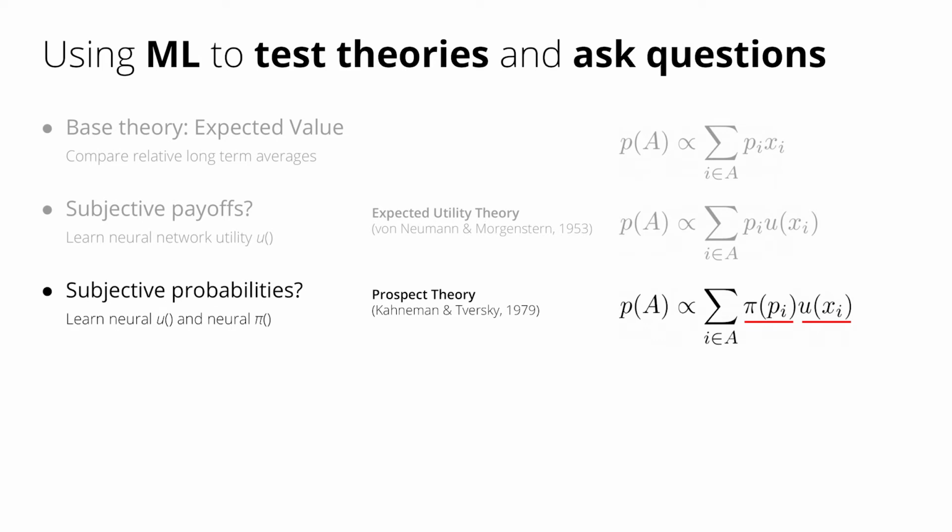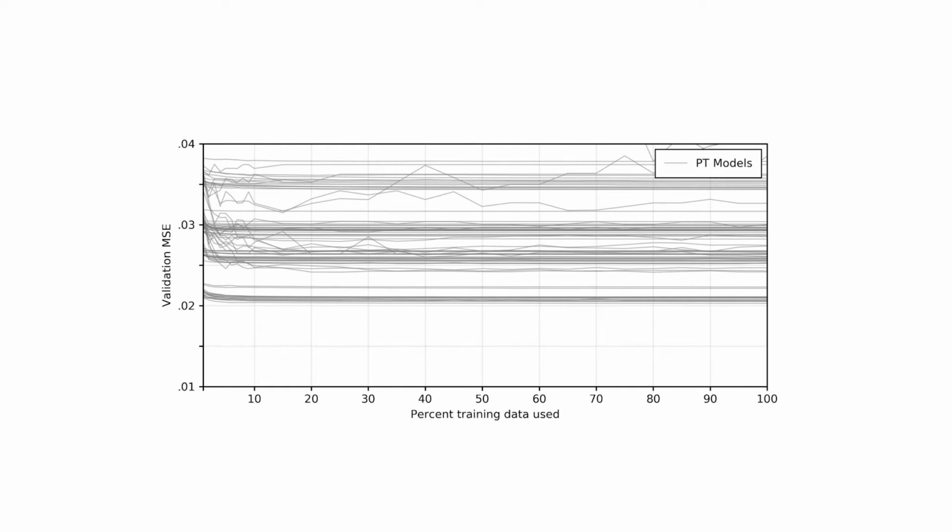Adding more flexibility and following Kahneman and Tversky's famous prospect theory, we can ask whether people view the likelihoods of outcomes subjectively as well, learning neural networks U and pi for outcomes and probabilities, respectively. Again, combinations of classic forms for these functions, which define a large set of theories, don't benefit much from data. And again, with about 40% of our data, we can learn functions that outperform these previously proposed ones.